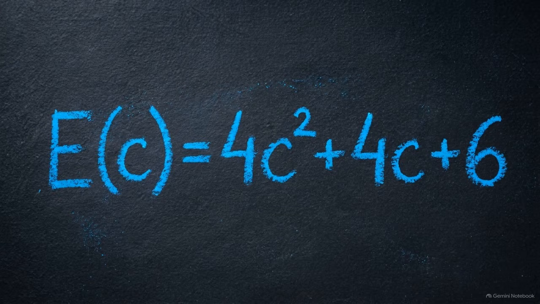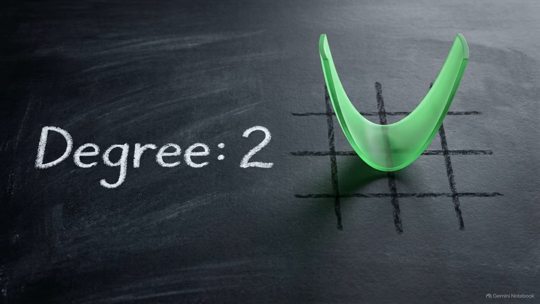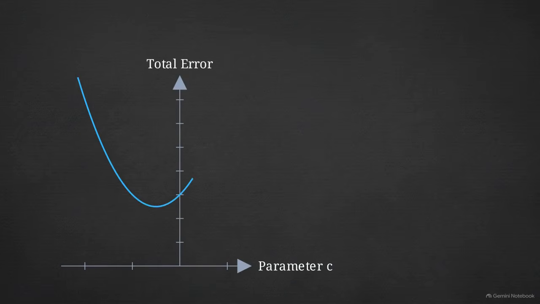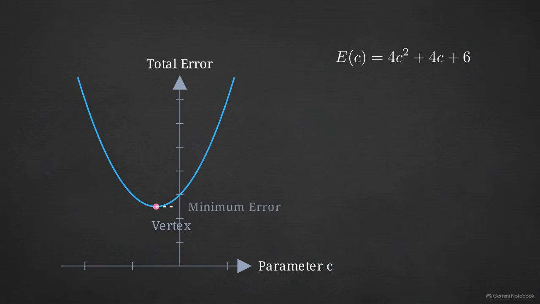E of c equals 4c squared plus 4c plus 6. Recall our earlier rule. The highest degree dictates the geometry. Since this polynomial is degree 2, its shape is strictly a parabola. This graph plots our total error against parameter c. Because the leading coefficient of 4 is positive, the parabola opens upward, meaning it possesses a single absolute lowest point. This lowest point is the vertex. In the strict context of our model, finding this coordinate gives us the absolute minimum possible error.